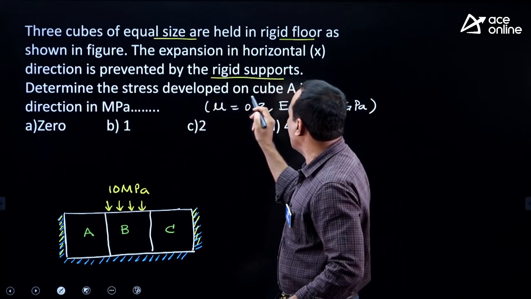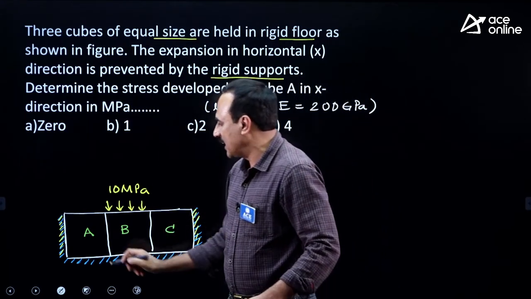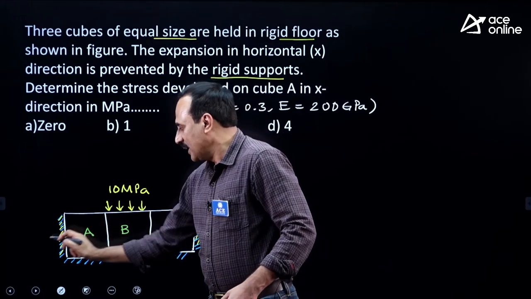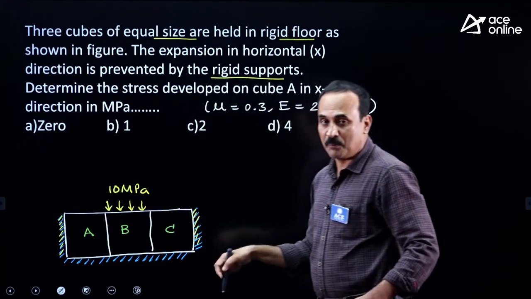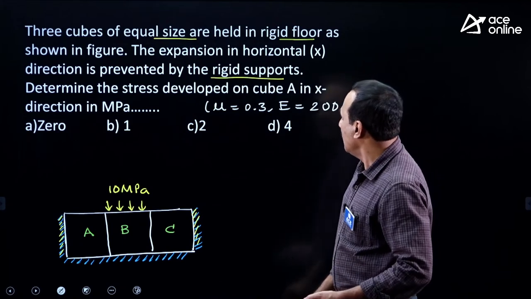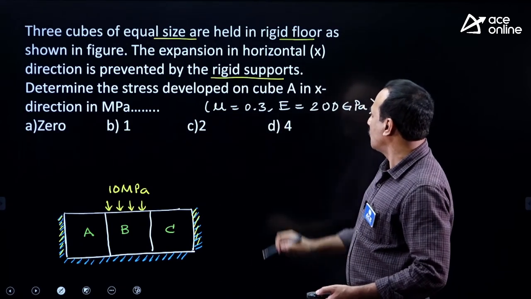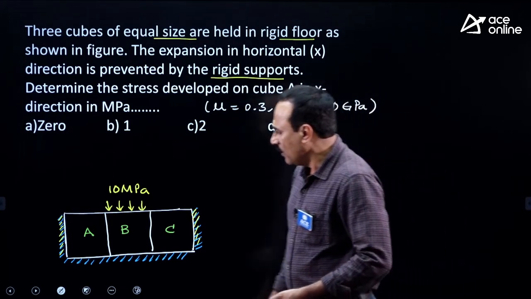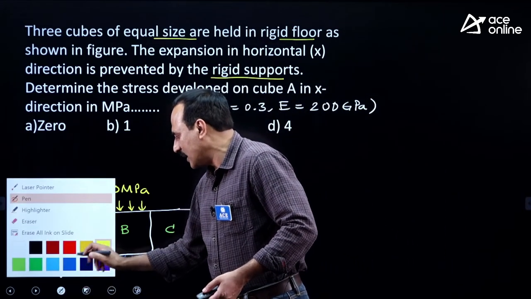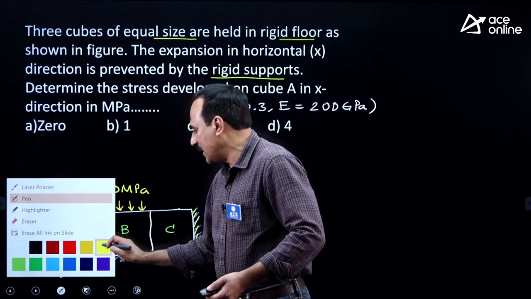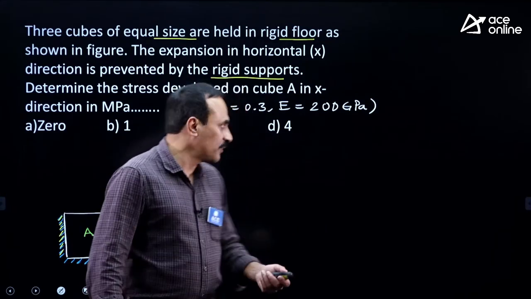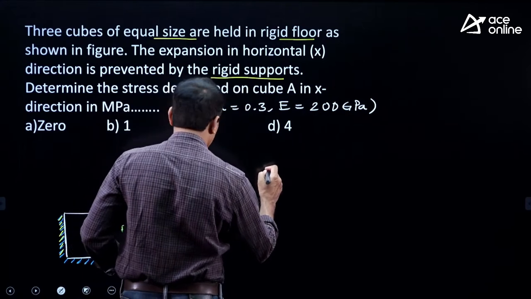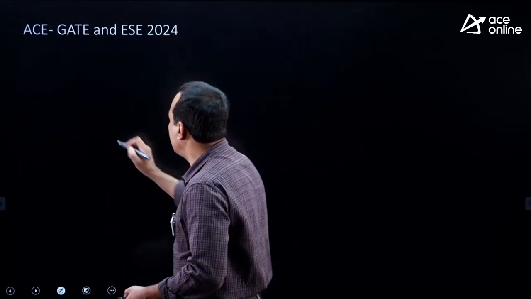Determine the stress developed on the cube A in x direction. This is cube A. In x direction, what is the stress developed? We need to calculate. Mu is given as 0.3. Young's modulus is given as 200 gigapascal. What you need to do is, here you take again the concept of free body diagrams. The three cubes, I'll take the three cubes side by side. I'll take it in the next page.